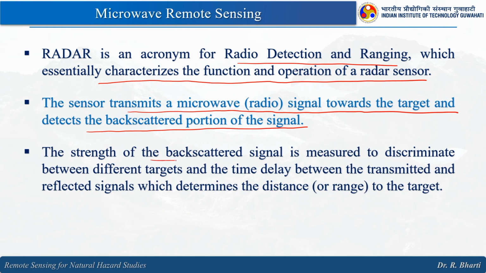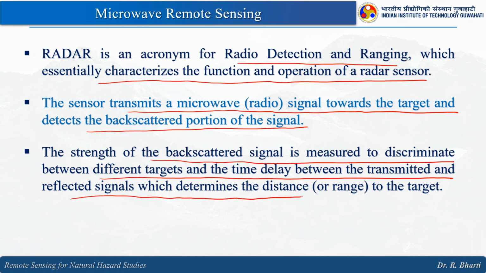The strength of the backscattering signal is measured to discriminate between different targets, and the time delay between the transmitted and reflected signal determines the distance to the target.